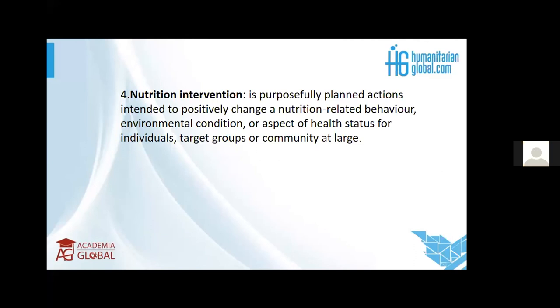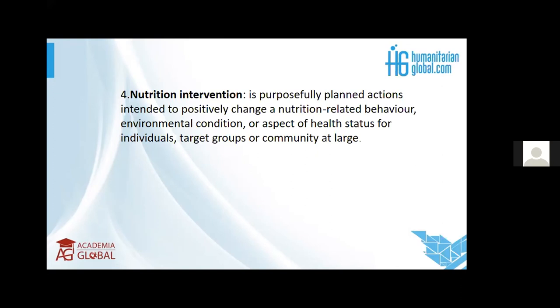Okay, come again. You have said, what is it? What's the difference between the nutrition assessment, when you are conducting the nutrition assessment, and when you are conducting the nutrition survey? What's the difference between these two? Okay, could you type that? Nutrition survey, yes. Okay, yes.